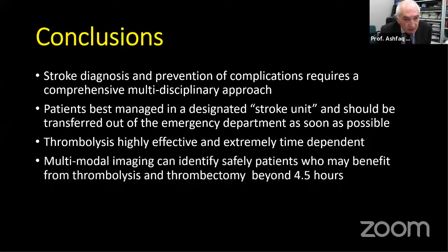Finally, in patients where their stroke is beyond 4.5 hours, multimodal imaging, and I've shown you lots of examples of CT perfusion using the RAPID software, is very important in correctly identifying the patients who would make a very good recovery.